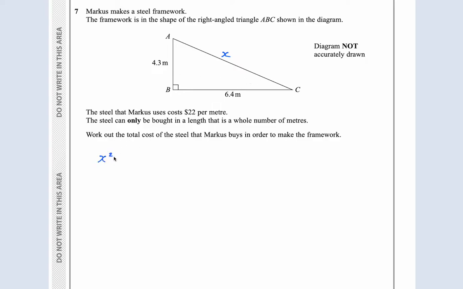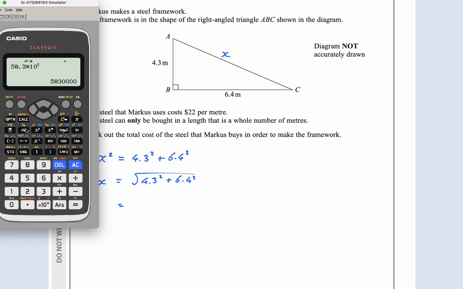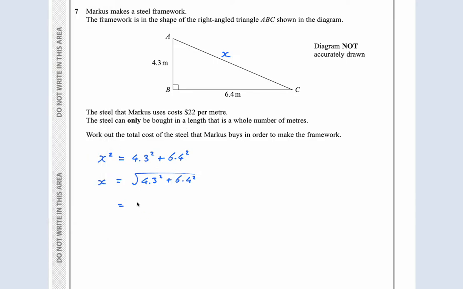So Pythagoras' theorem is x squared equals 4.3 squared plus 6.4 squared. And then you can just go straight to x is the square root of 4.3 squared plus 6.4 squared. I'll do all that on my calculator. You can add another step if you want. This is the square root of 4.3 squared plus 6.4 squared, which is 7.71. Now I'll round to two decimal places because he says a whole number anyway, so two decimal places is fine for now. So x is 7.71.